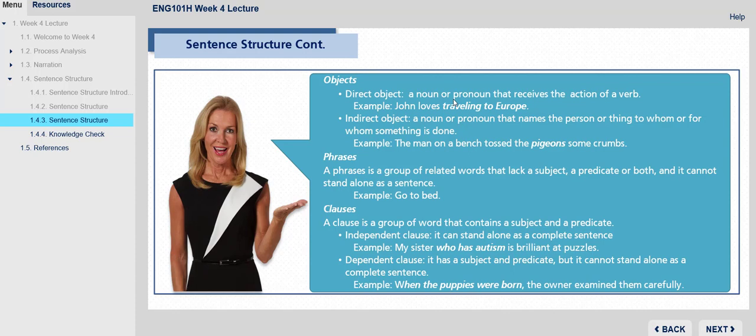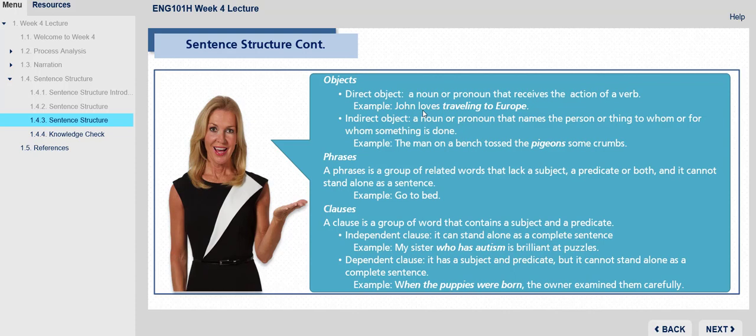Objects. A direct object is a noun or pronoun that receives the action of a verb. A direct object is something that comes directly after the verb. Here you have the subject John, because John is what does the action. Loves. Loves, the verb, is always the action.